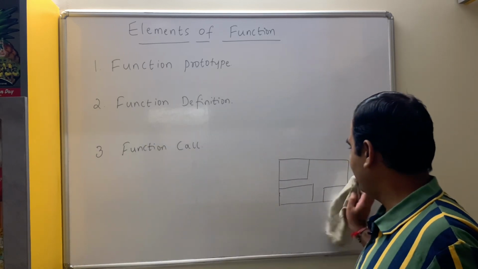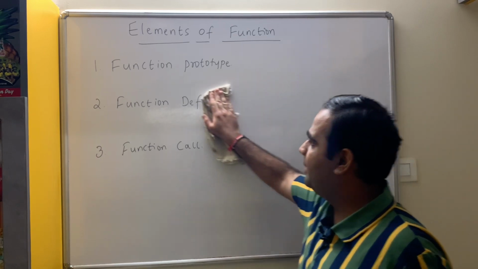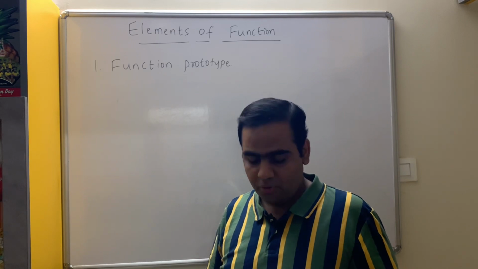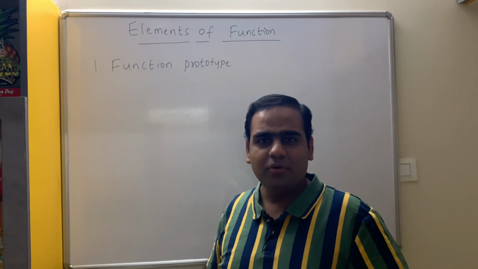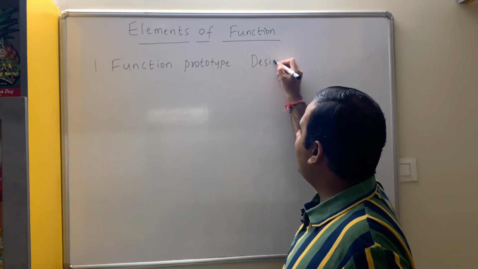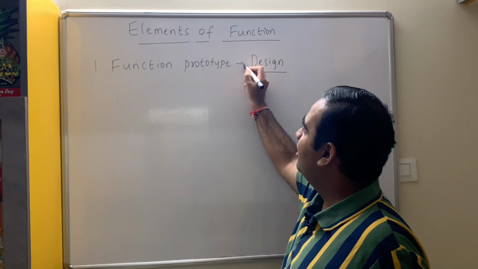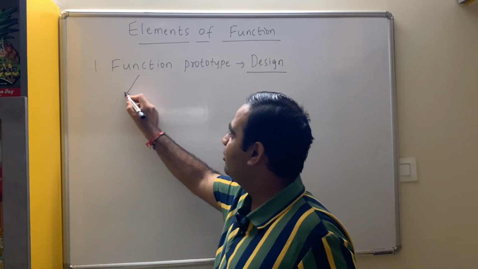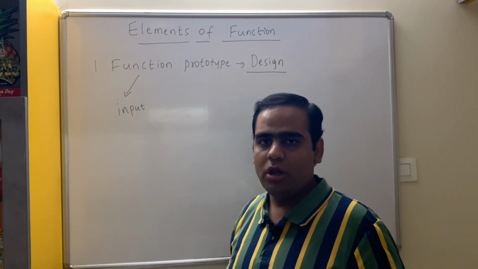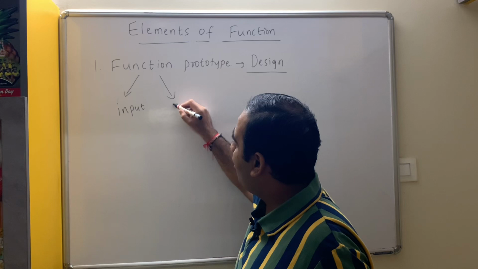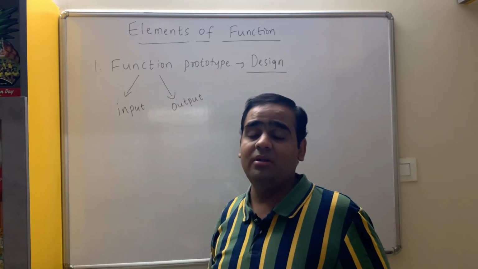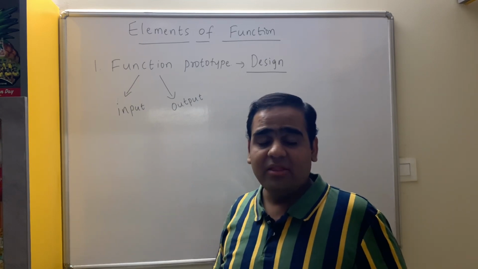Now let us discuss one by one the function prototype, function definition, and the function call. Let's see the function prototype. What is a function prototype? It says to the compiler the design of the function. What do I mean by design of the function? It says what input the function is going to take. Inputs are nothing but parameters, which we are going to discuss in some time in function call. And it says in what format the function is going to give the answer, that is the output.